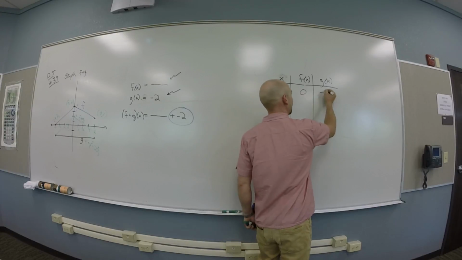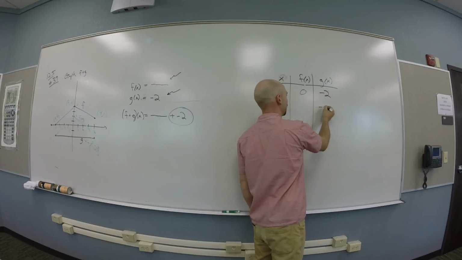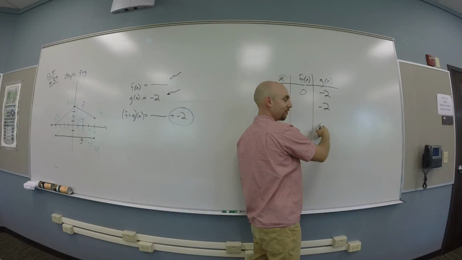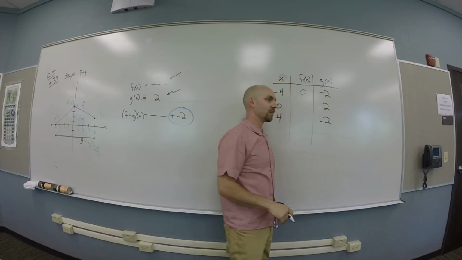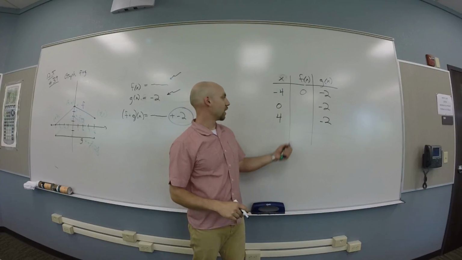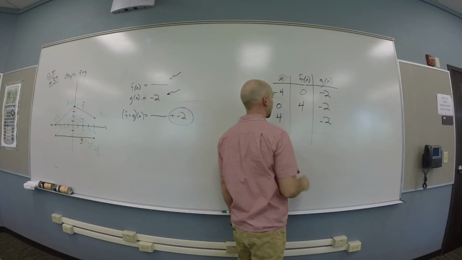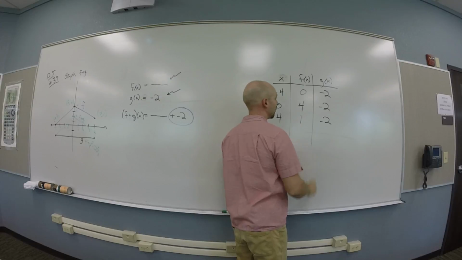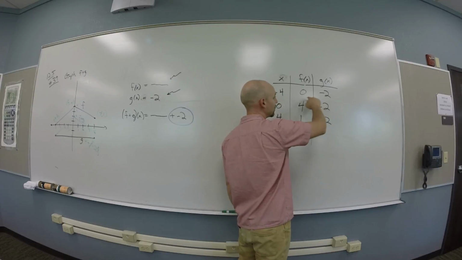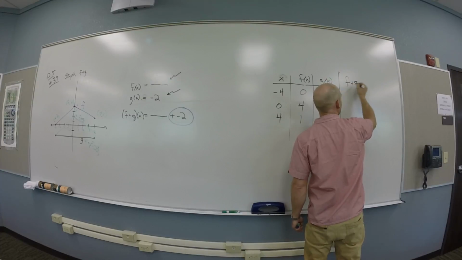What's the output for g of 0? -2. And the output for g of 4? -2. g's a boring rule, right? How about f's output for 0? 4. And f's output for 4? 1. Okay, and then if I combine these two numbers by adding, that'll give me the output for f plus g.